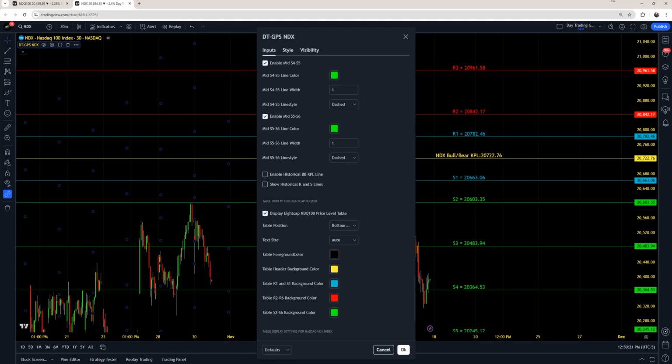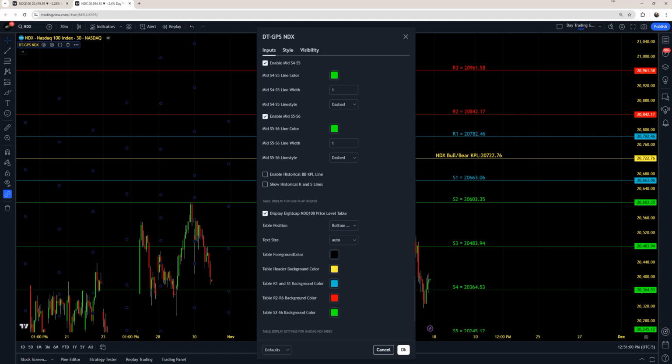Moving on here, the next section is historical lines. So you'll see there's two inputs. One is for enable the historical bull bear key price level line, which we have abbreviated as BBKPL. The next one is show historical RNS lines, which stands for resistance and support lines. So what you want to keep in mind here is that if you do use this function, you want to be wary of what your line extension is set to, to give the best results and look and feel.